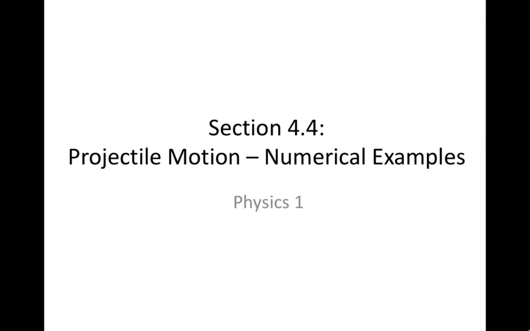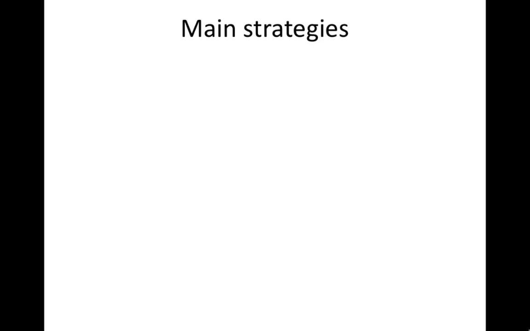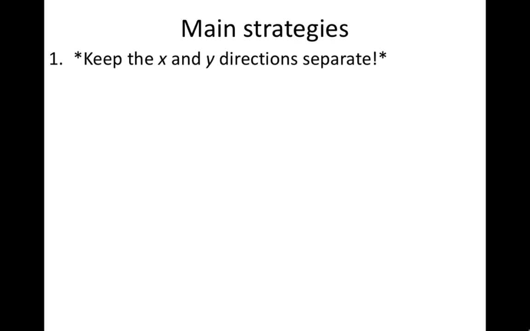In section 4.4, I'm going to do some numerical examples of projectile motion problems. There's a few main strategies to keep in mind when doing projectile motion problems. And the first is that we have to keep the x and the y directions separate. We're going to set up a givens and unknown table where we have a column for the horizontal or x motion variables. We're going to set up another column where we have the vertical or y direction variables, and we're going to keep those two columns as separate things.